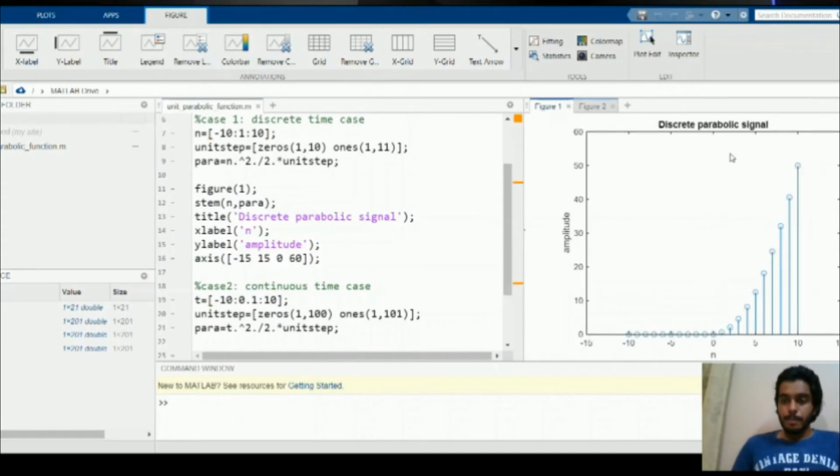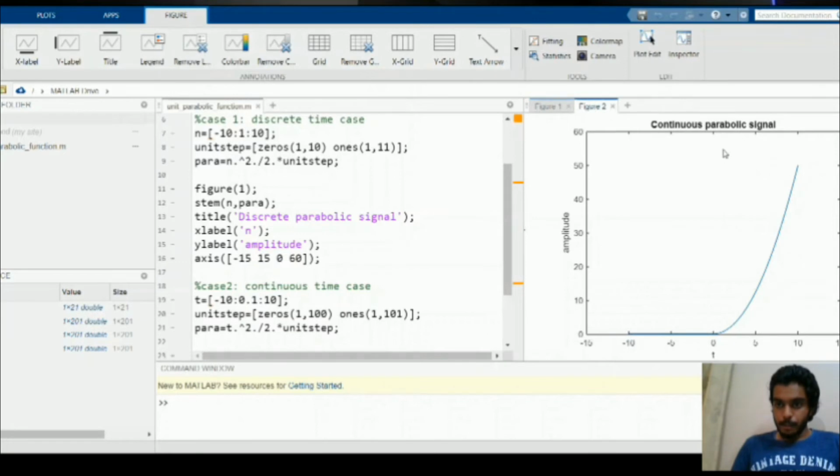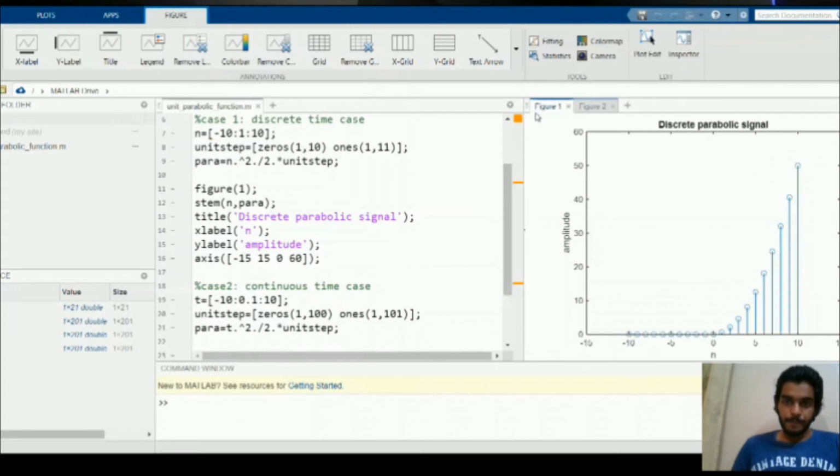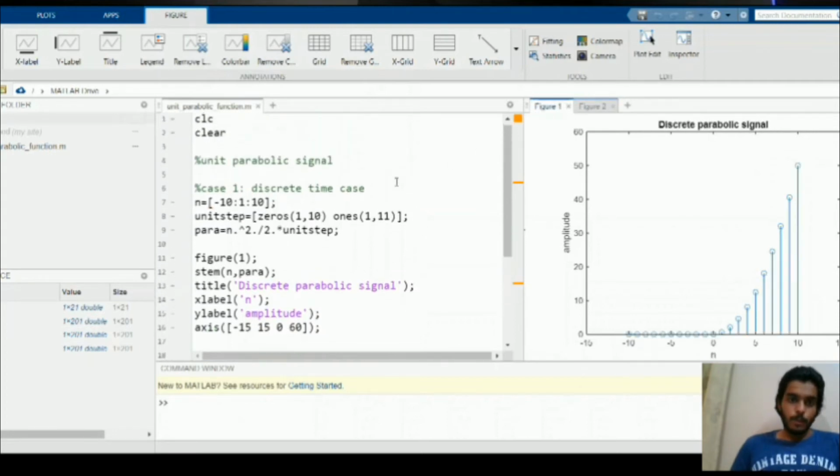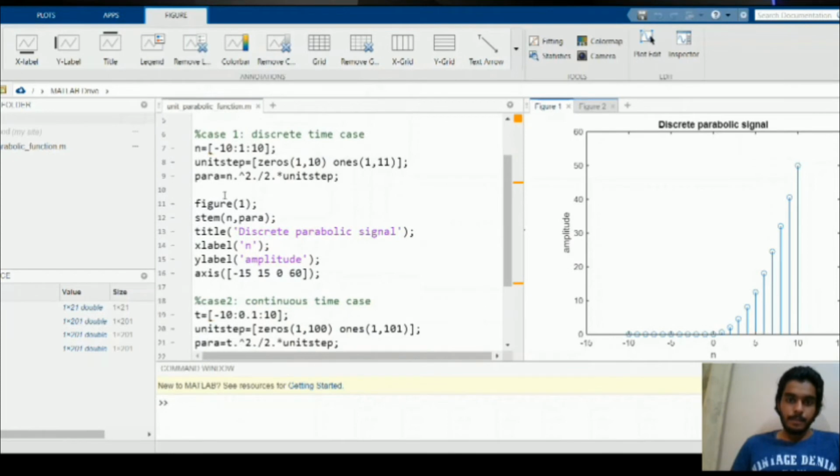So now we have the discrete parabolic signal, which ranges from -10 to 10, and we have the continuous parabolic signal which ranges from -10 to 10. So we will look into detail on both of it. So this is the discrete parabolic signal curve or figure, and this is the code of it.